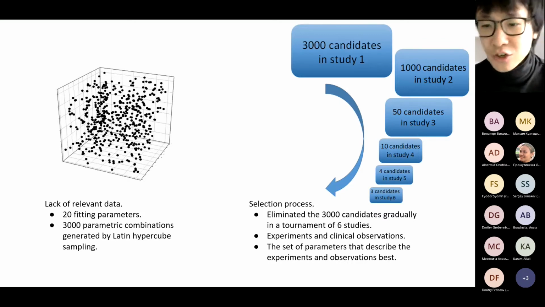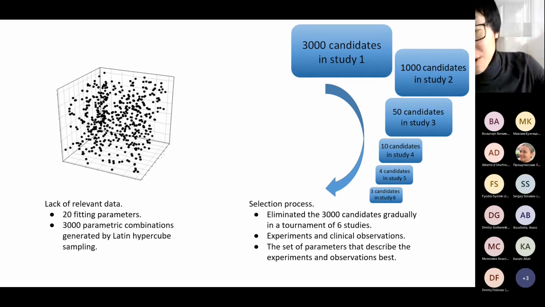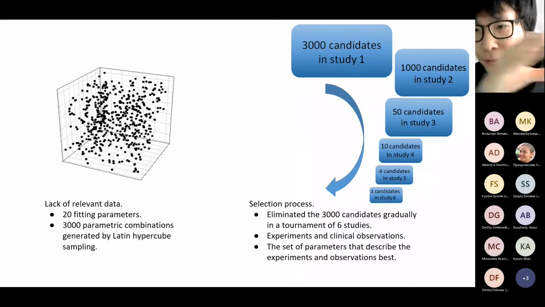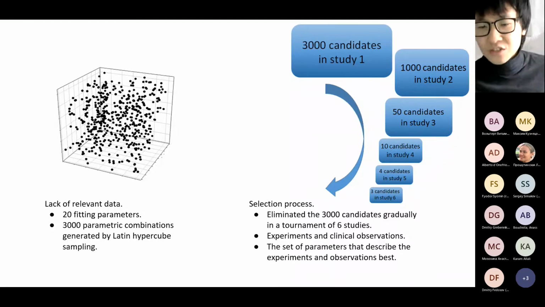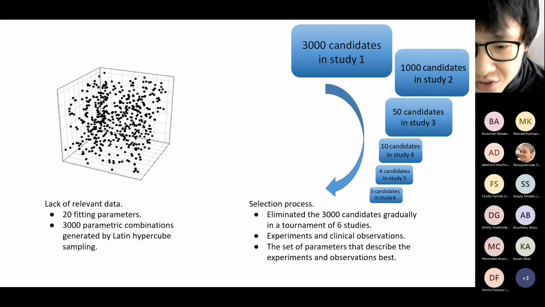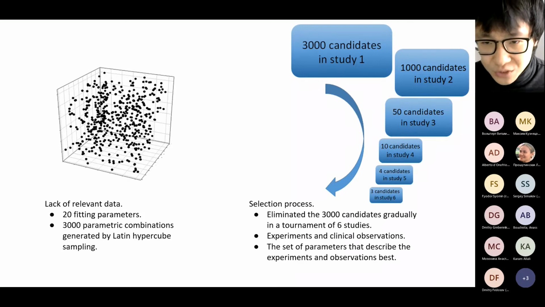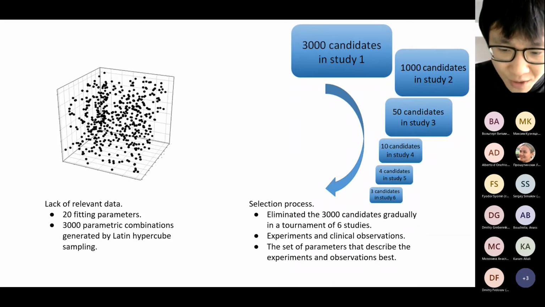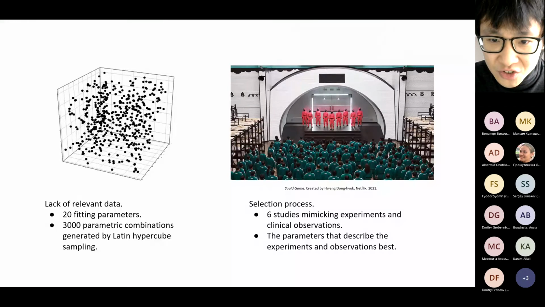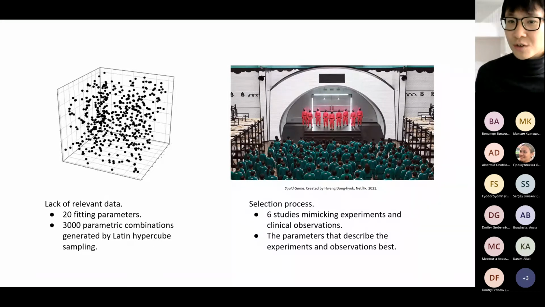And then I set up a selection process like a tournament. I started with 3,000 candidates, the parametric combinations, and I make them go through a series of 6 studies. In each study, I compare the simulation results with experiments and clinical observations to eliminate the unrealistic parameters until I found the best set of parametric values. And guess what this reminded me of? I'm not sure if you have watched it yet, but there's a hit series called Squid Game on Netflix, and it's a similar idea. You start with a bunch of candidates, make them do tasks, and then get rid of the unfit ones.